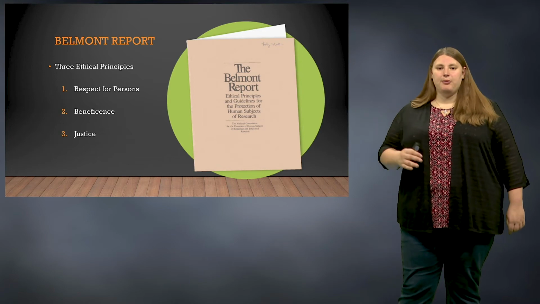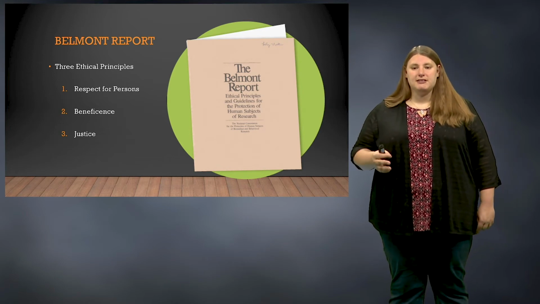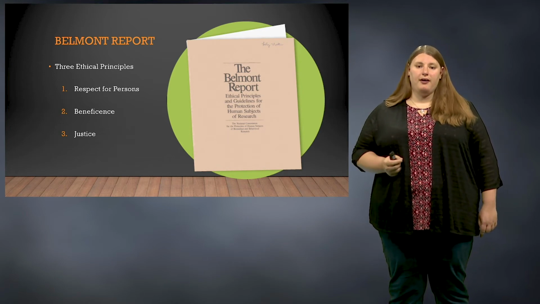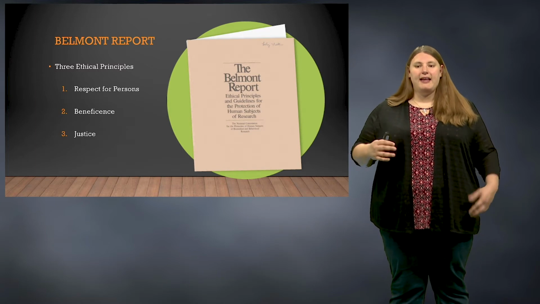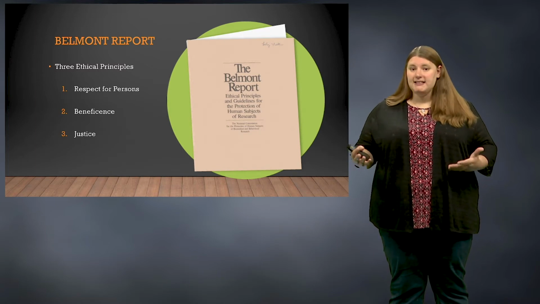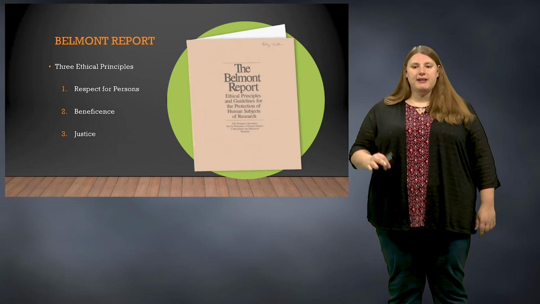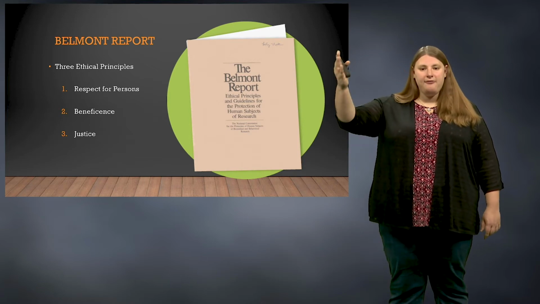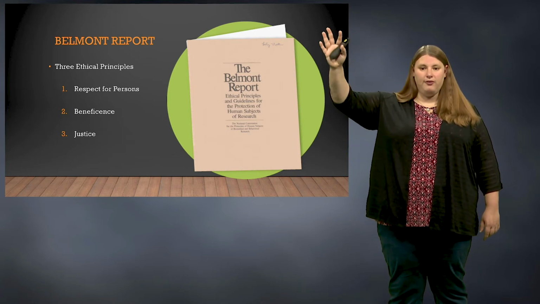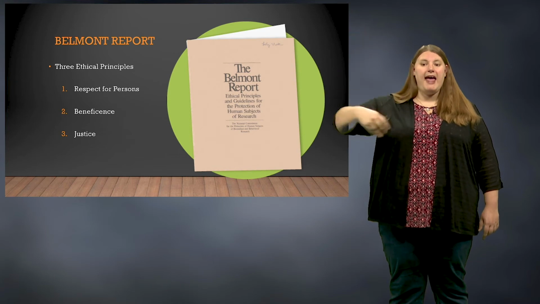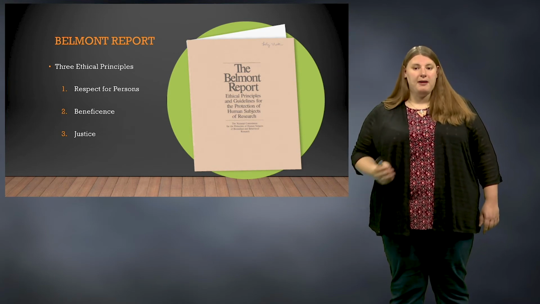The second principle of the Belmont Report was beneficence, which is the philosophy of do no harm. The Belmont Report added that when harm is possible, as it is with most research, then the researcher must ensure that the benefits to the subject and the research overall are maximized, and the risks to the subject are minimized.